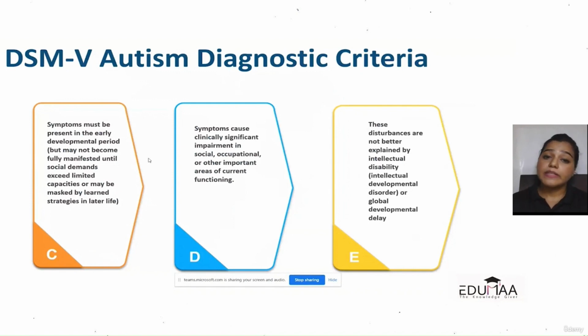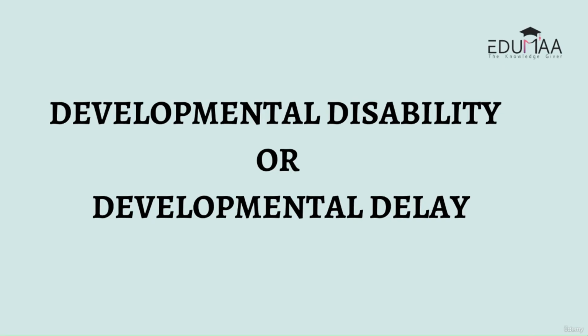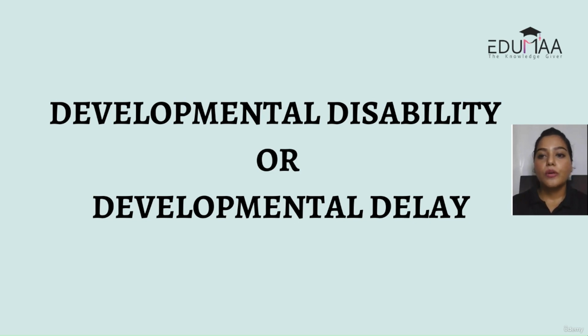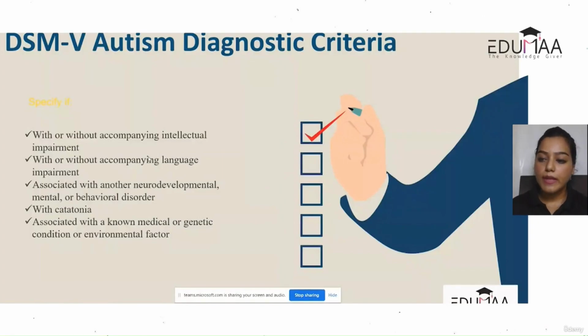And part D is that symptoms cause clinically significant impairment in social, occupational, or other important areas of their life. It is important to make sure that these symptoms are not better explained by intellectual developmental disorder or global developmental delay. So it is important to understand that our child may have comorbid conditions as well.